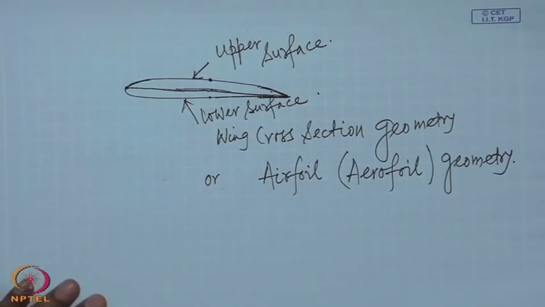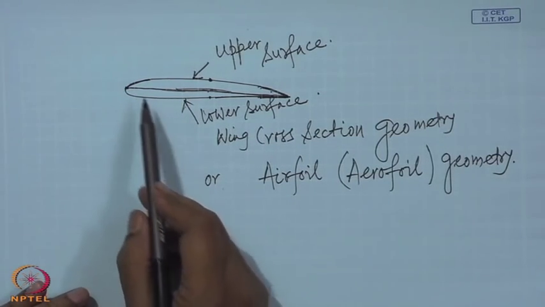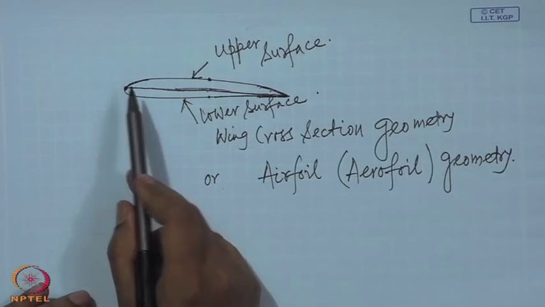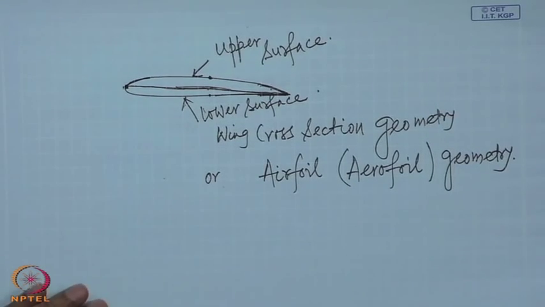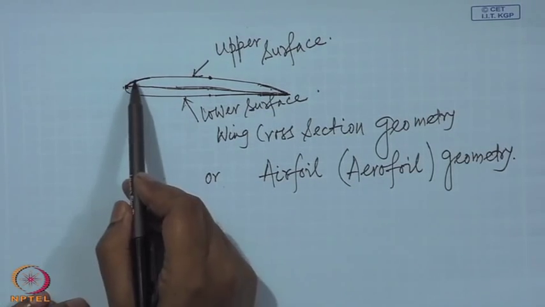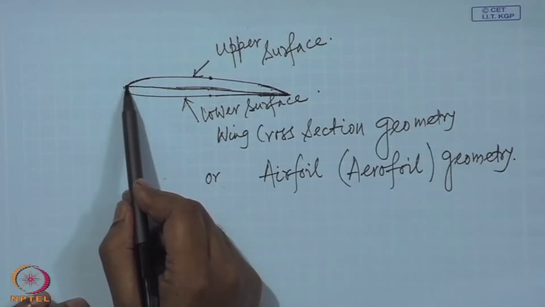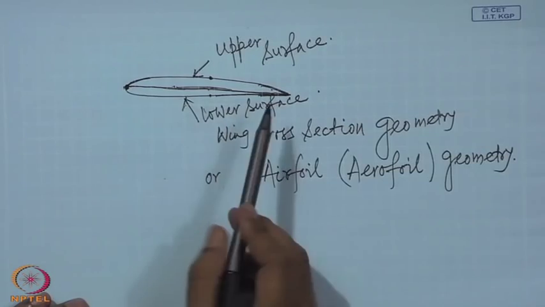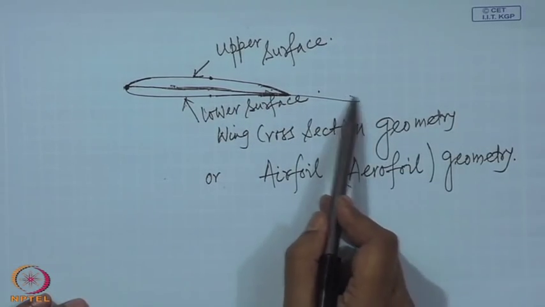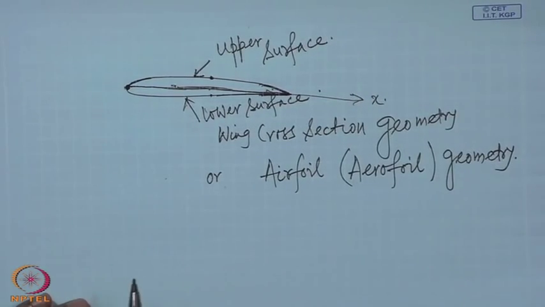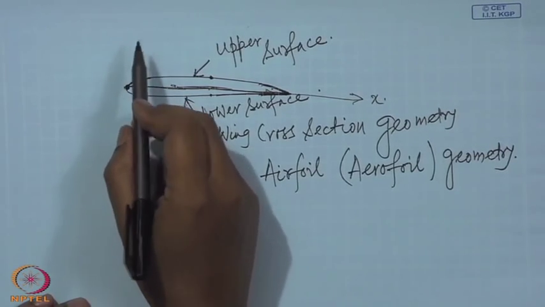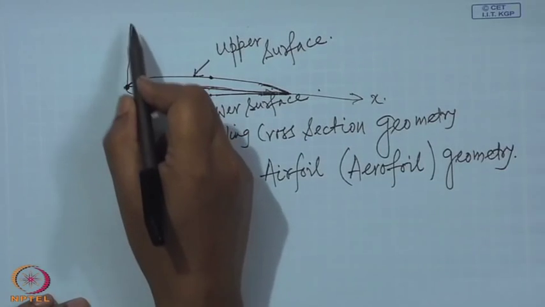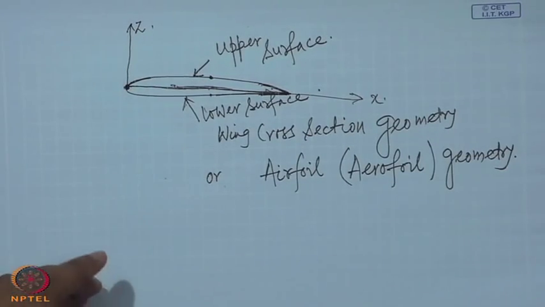In aerodynamics of airfoil, usually the point where the chord intersects the nose of the airfoil is taken as the origin of the axis system, and it is conventional to take the x axis along the chord. In the study of aerodynamics, the coordinate origin is placed at the point where the chord intersects the nose, that is here, and the x axis is taken along the chord, and of course, the z axis is normal to it.